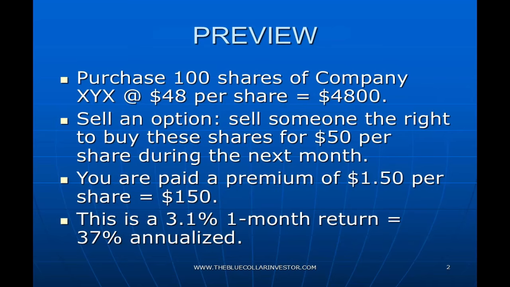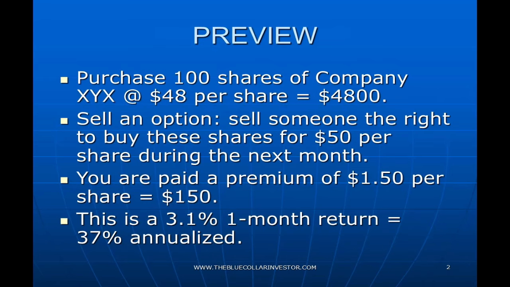In this preview example, we're first going to purchase 100 shares of stock. It could be any stock; we'll just call it company XYZ. Let's assume we pay $48 per share, so our investment or cost basis is then $4,800. Once we own these shares and are in a covered or protected position, we are free to sell the option. So buy the stock first, then sell the option.